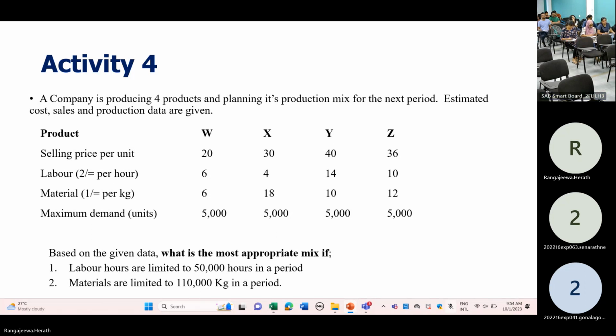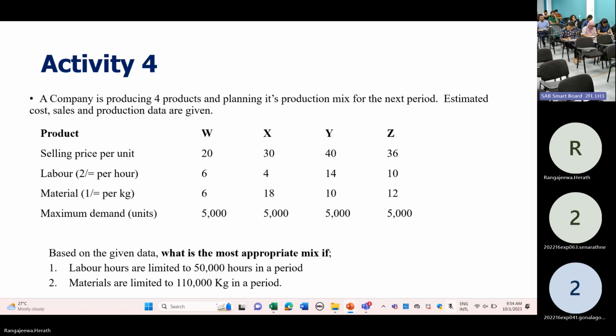Labor cost 4, 6, 4, 10 at 2 rupee per hour. Material 1 per kilogram: 6, 18, 10, 12. Maximum demand 5,000, 5,000, 5,000, 5,000. This is also actually adapted from a dollar or pound textbook, so that is why you find 2 rupee per hour. So forget about the value, we'll just go ahead with the calculation.